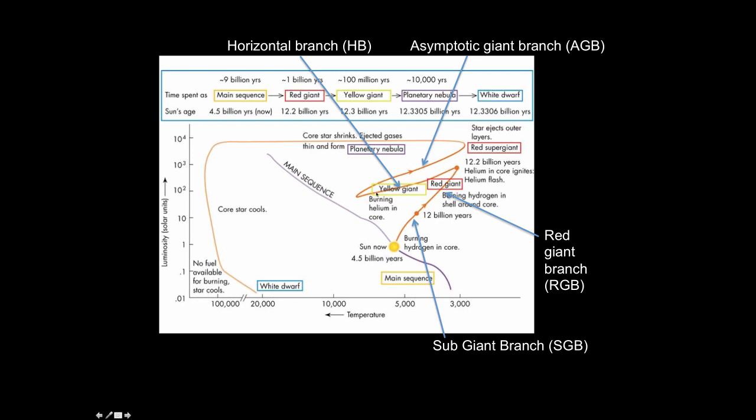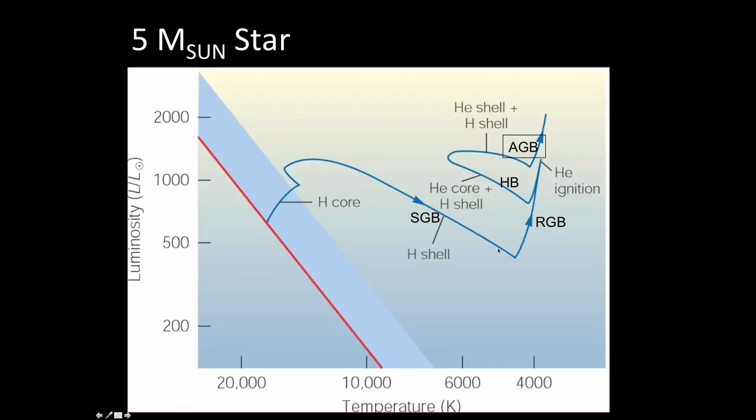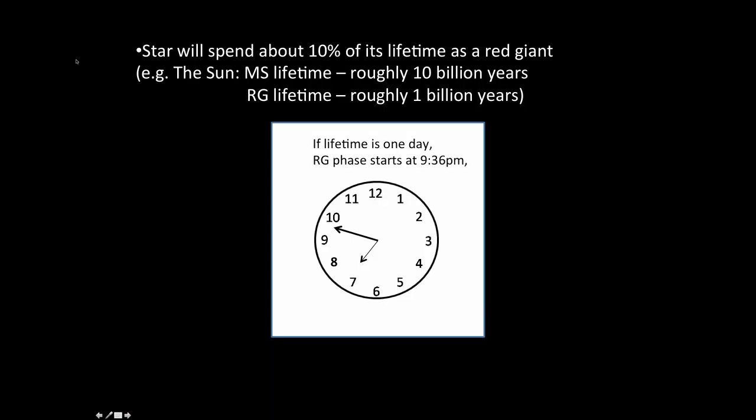The exact appearance of these branches of the Hertzsprung-Russell diagram differ depending on the mass of the star. This is what they look like for a 1 solar mass star, and we've already seen what they look like for a 5 solar mass star. The star will spend about 10% of its life as a red giant.